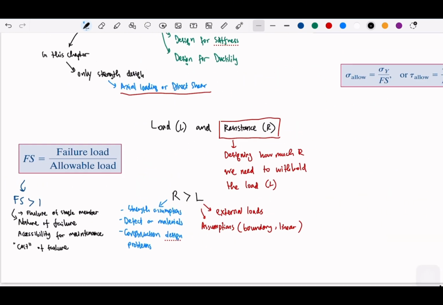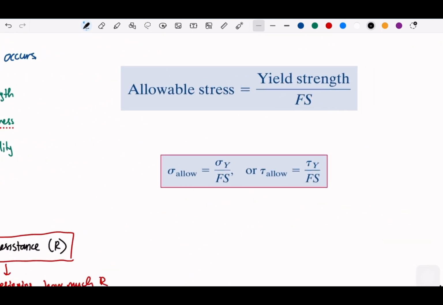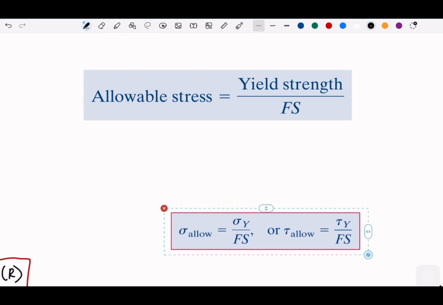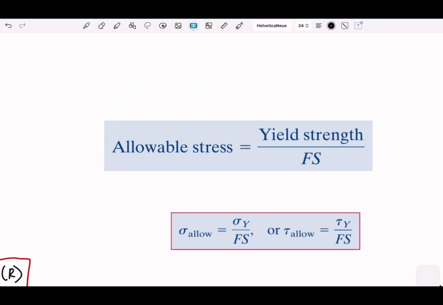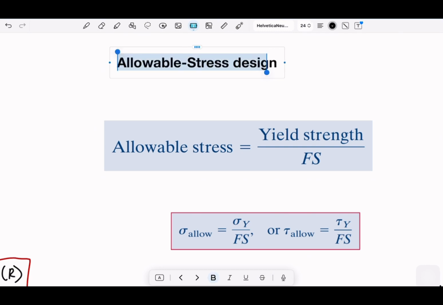And another thing to see is allowable stress design. Let me just write the title. Allowable stress design. So in practicality, for the stress design, we could focus on the yield strength. So basically, it's the same formulation. So factor of safety is the failure divided by the allowable loads.